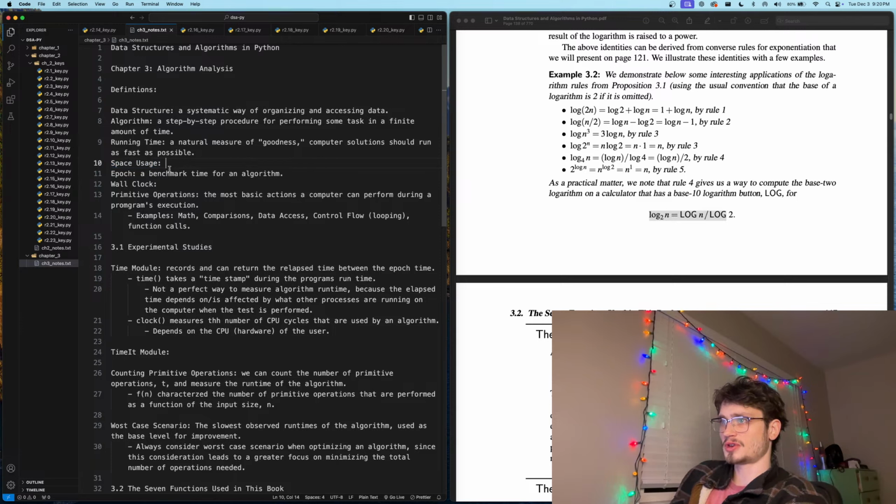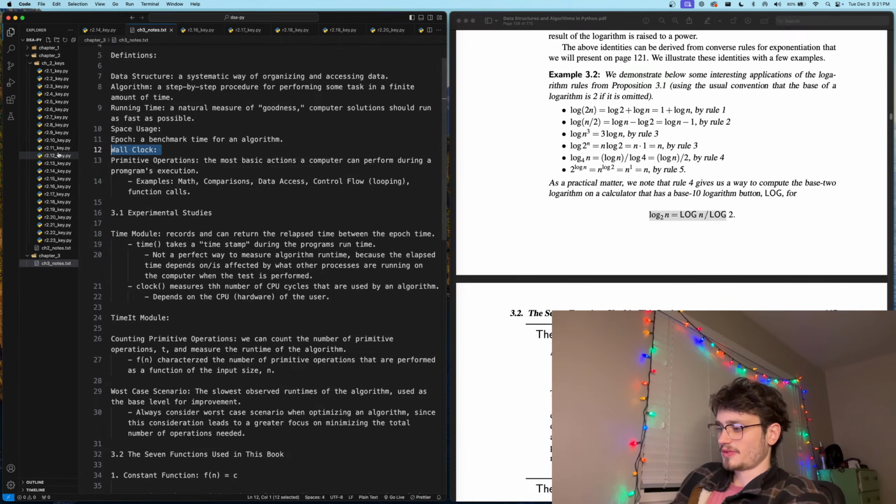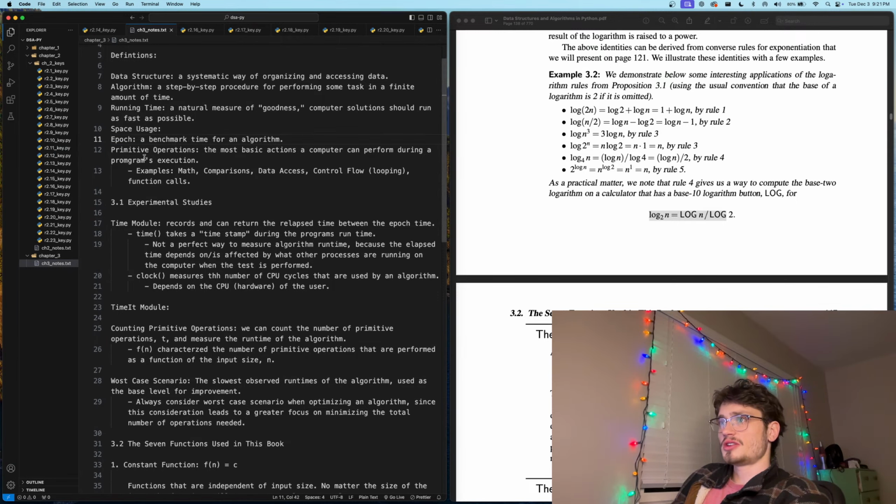I don't have a formal definition in here yet, but the epoch is a benchmark time for an algorithm, something along those lines. This one was a little bit confusing, but I think we kind of understood that. We don't need something for wall clock. Whatever, I'll probably remove that. Primitive operations, so these are just the most basic actions a computer can perform during a program's execution.